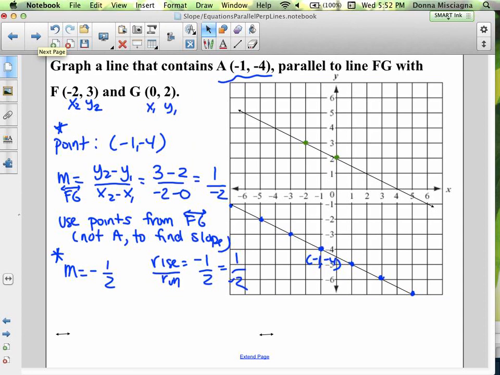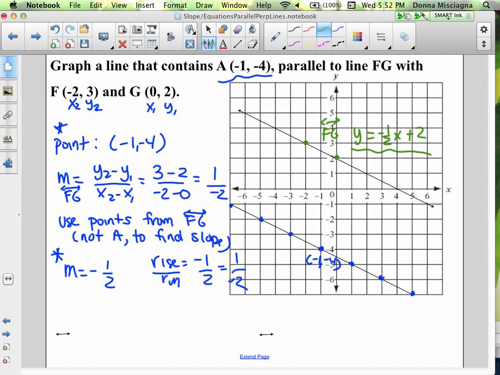All right, so this one is pretty easy. This one was the line FG, and that's the equation y equals -1/2 x plus 2, because we're given the y-intercept on that one and we calculated the slope. If we wanted to find the equation of our new line that contains A, right here is A, we would have to use point-slope, because it's not clear what the y-intercept is.